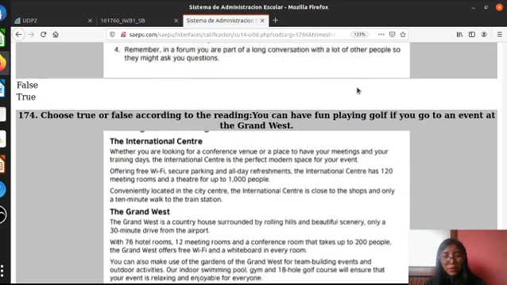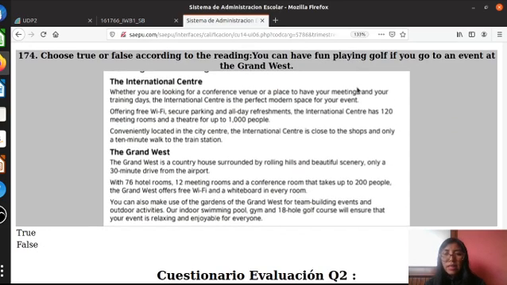Okay, that is the last one, okay. You can have fun playing golf if you go to an event at the Grand West. That is true or that is false? Okay, that is true, okay. Here you have the information related to the golf, okay.